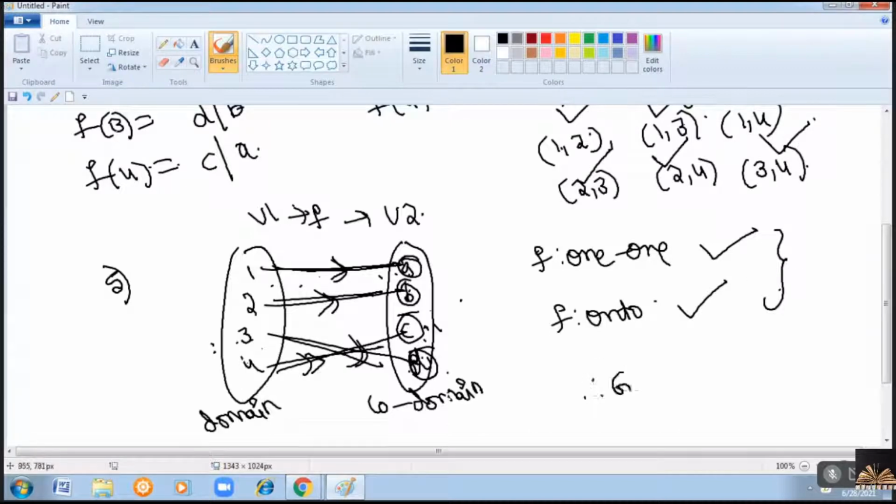As all the conditions were satisfied, you can say that G1 and G2, the given graphs, are isomorphic with each other.